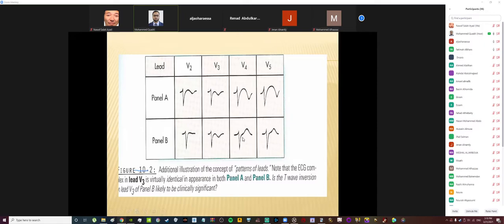Now similarly here, there is ST segment elevation. Which panel is myocardial infarction, A or B? Come on, don't read down. Just see the diagram.